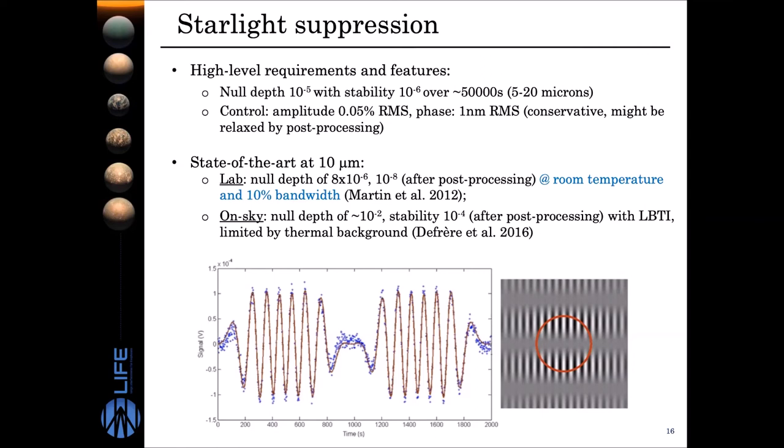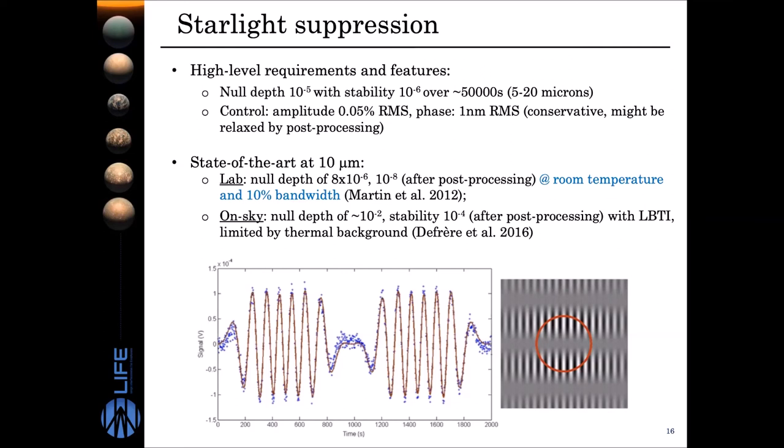And you can see at the bottom plot here the results from this test bench, from the JPL test bench. So you can see the modulation map of the bench, and the blue points are the measurements. That's the planet measurement, the simulated planet measurement. And that's the measurement that was used to produce the result of stability of 10 to the minus 8 after post-processing, which is amazing, with the right modulation template, as you can see by the red line.